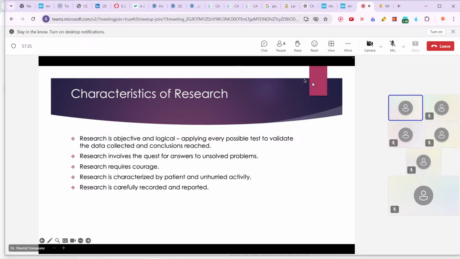So all these things are very important, and that understanding has to be there, that interest has to be there, then expertise is also important, and courage is equally important. We have to have the courage to reach the conclusion. That mentality has to be there.